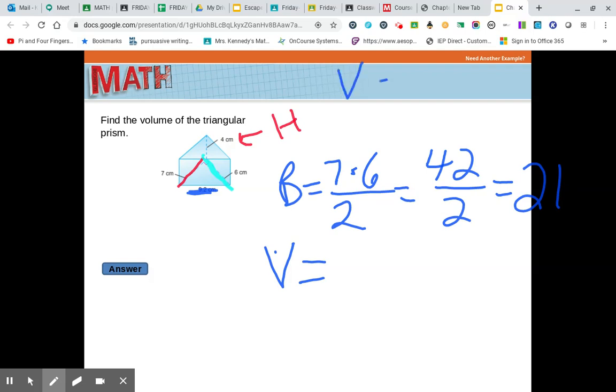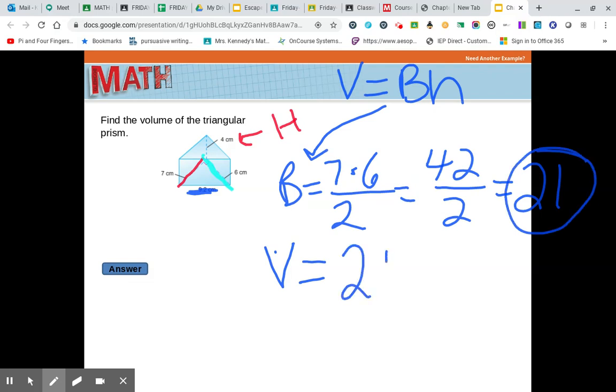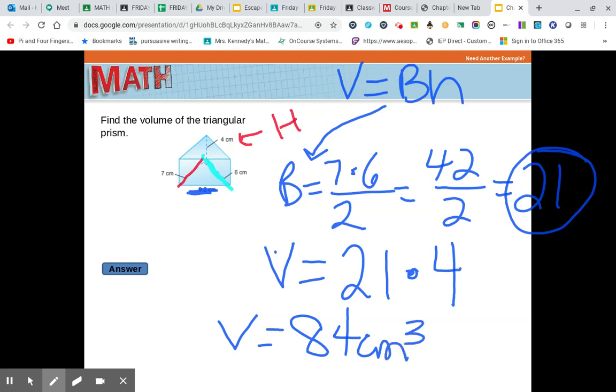So now here's your formula for volume of a triangular prism, right? You just solved for B. So now you're going to substitute this 21 in for B. So 21 times the height of 4. See where I wrote the red H? Height of 4. So then you're going to go ahead and multiply 21 times 4, which should be 84 cubic centimeters. Sorry, I'm using my finger as usual, and it gets messed up.